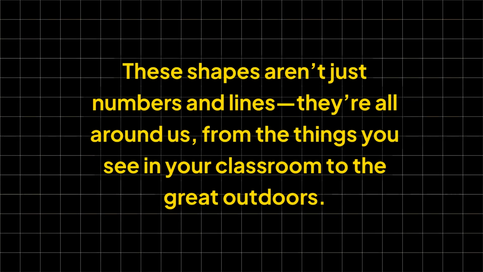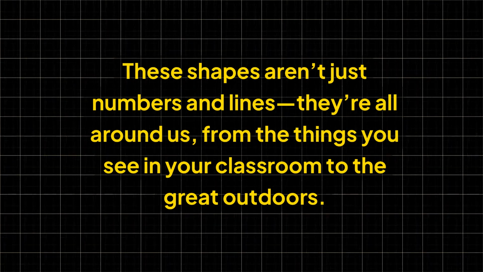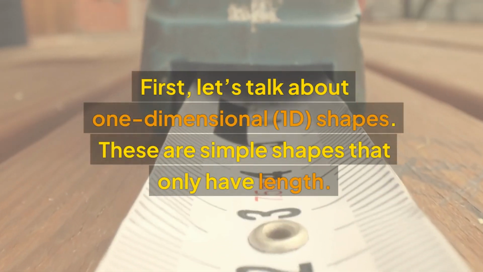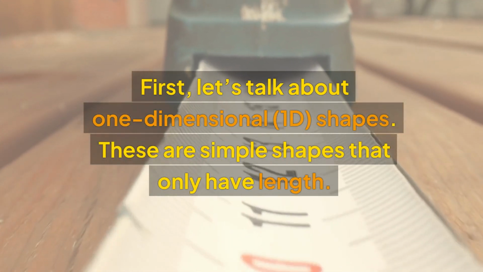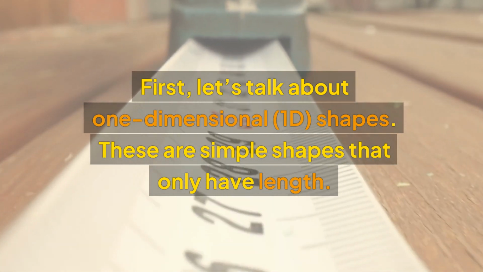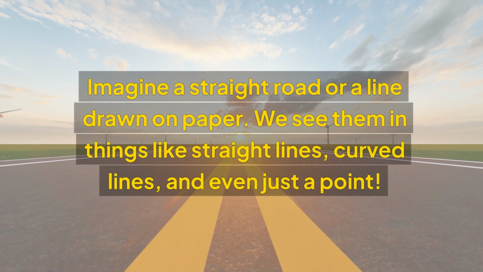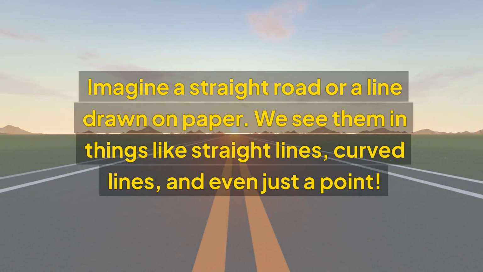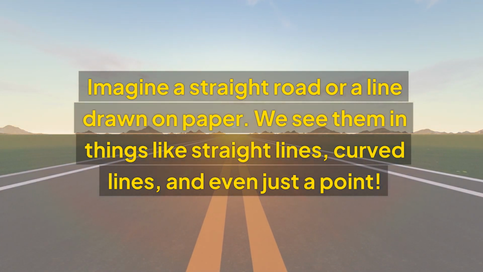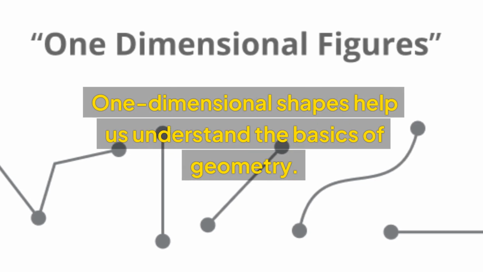These shapes aren't just numbers and lines, they're all around us, from the things you see in your classroom to the great outdoors. First, let's talk about one-dimensional, 1D, shapes. These are simple shapes that only have length. Imagine a straight road or a line drawn on paper. We see them in things like straight lines, curved lines, and even just a point. One-dimensional shapes help us understand the basics of geometry.